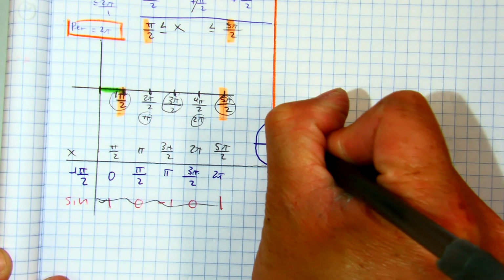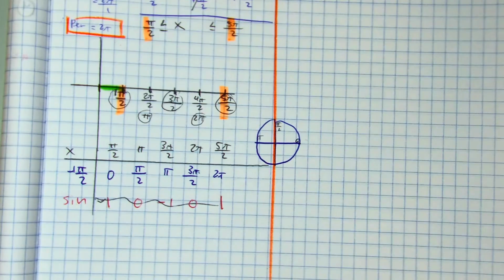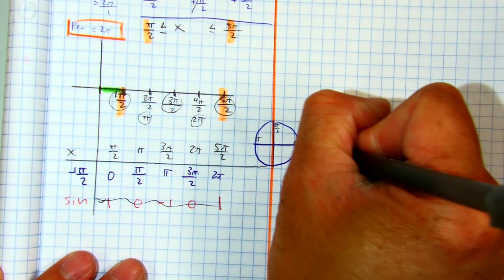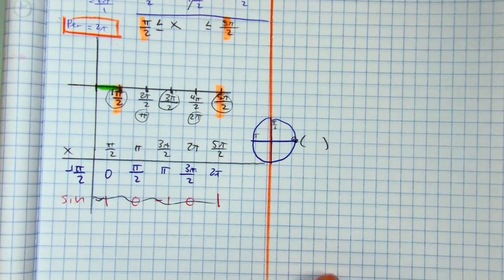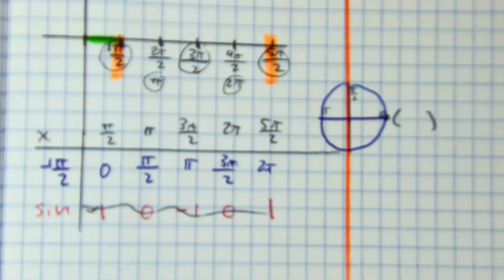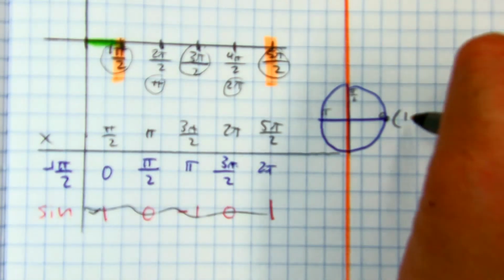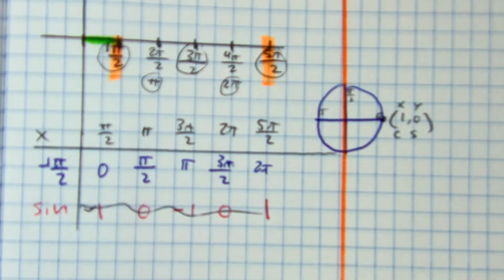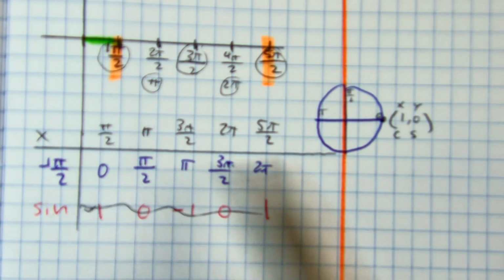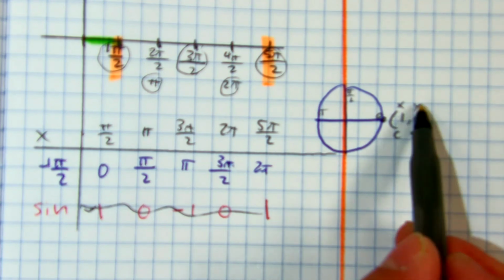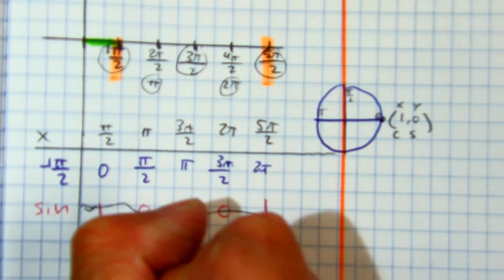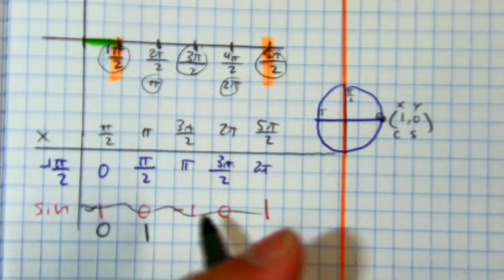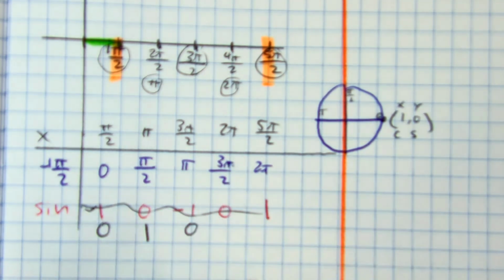So if you ever get stuck, don't rush. Think of, for example, class, what's the ordered pair? 1, 0. X, Y, cosine, sine. Alphabetical order. Sine at 0 is the y value, which is 0. Class, sine at pi over 2? Pi? 3 pi over 2? 2 pi.